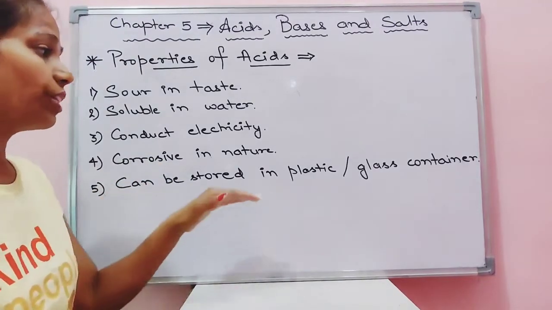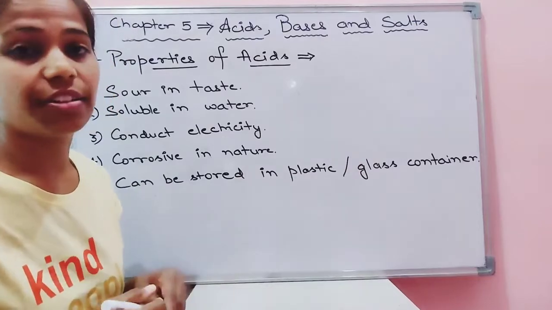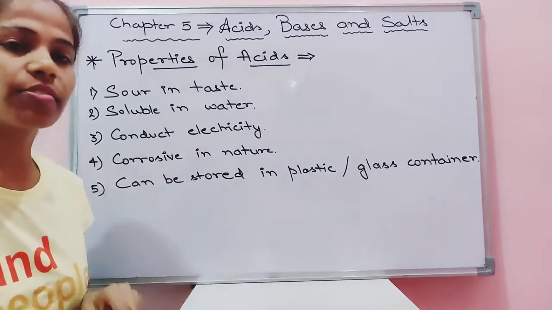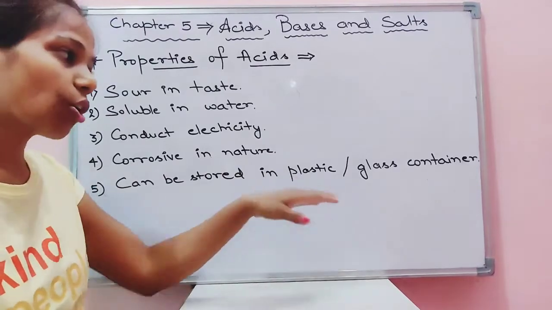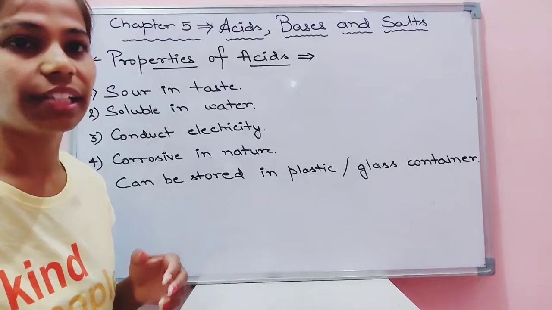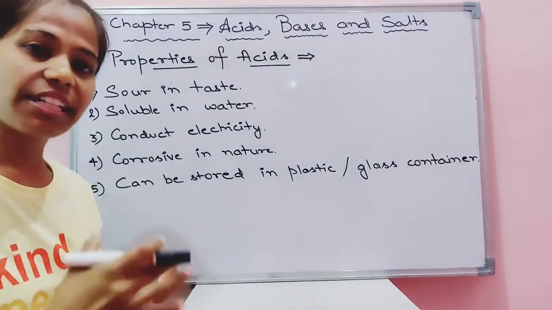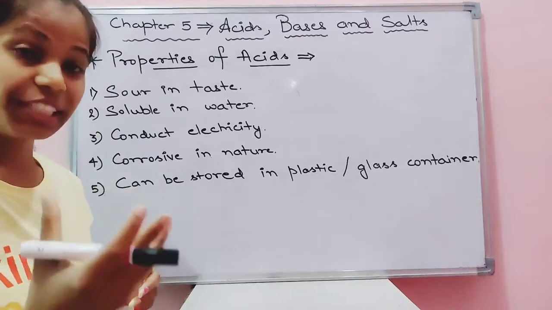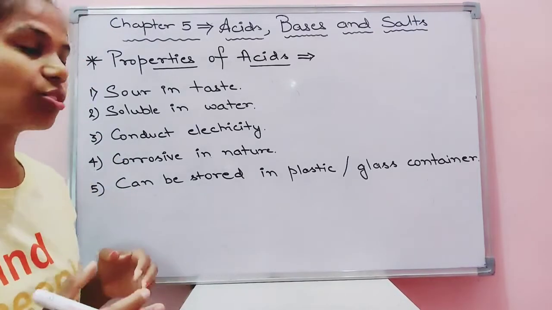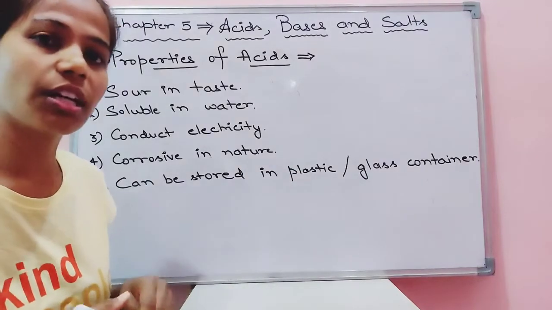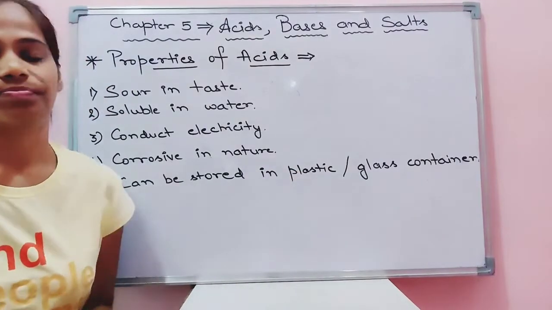It can be stored in the plastic or the glass containers. Children, it is highly recommended to keep the acidic substance in plastic or glass containers, because if you keep it in the metal container, it can react with the metal, okay, and it can damage the container. That is why it is always stored in the plastic or the glass container.